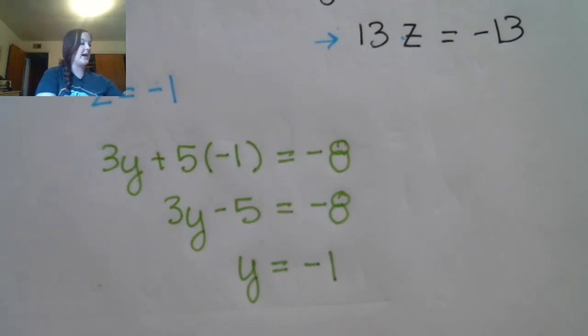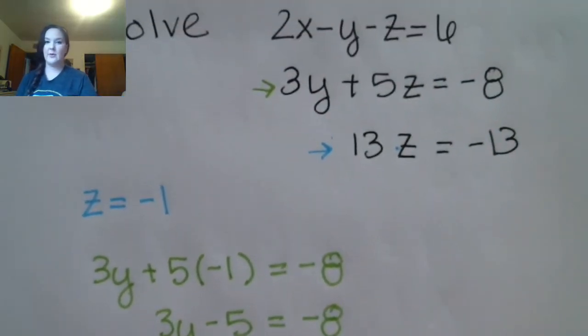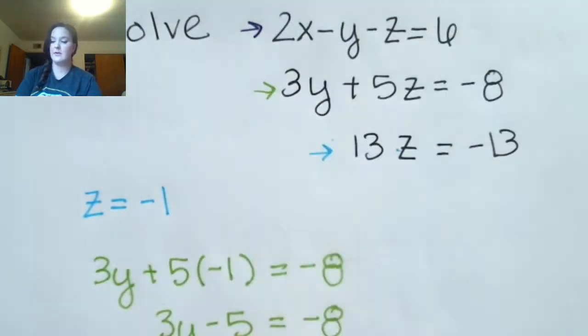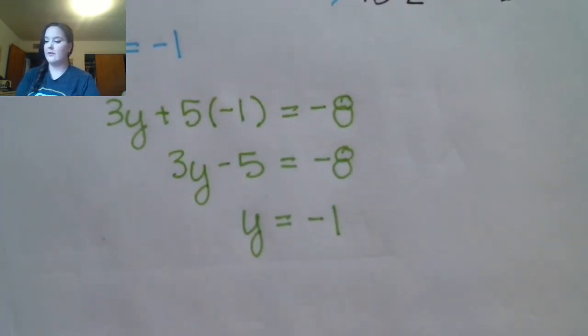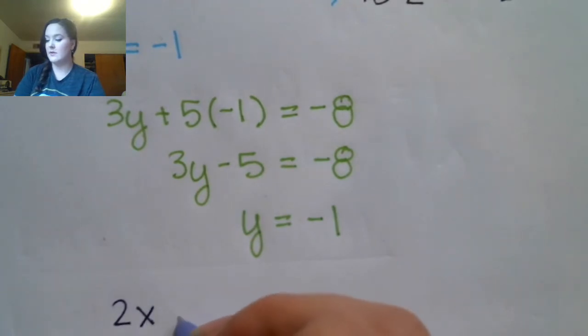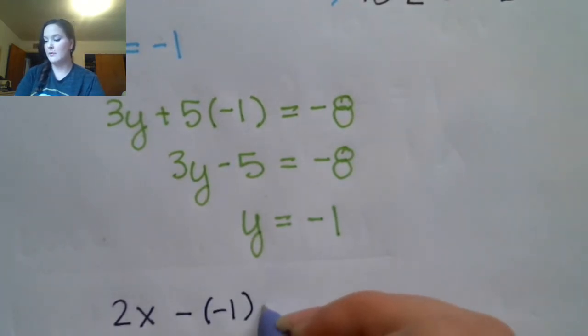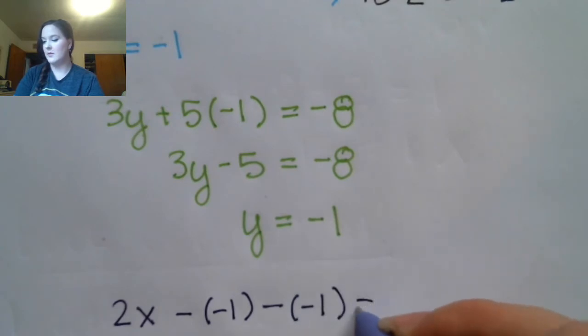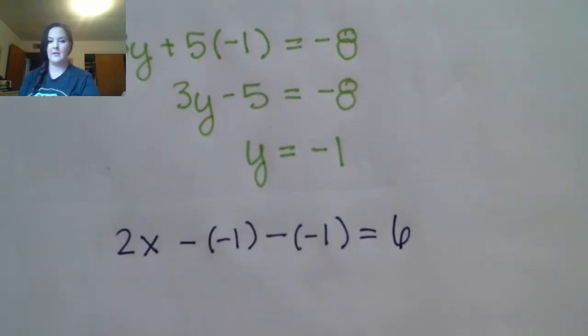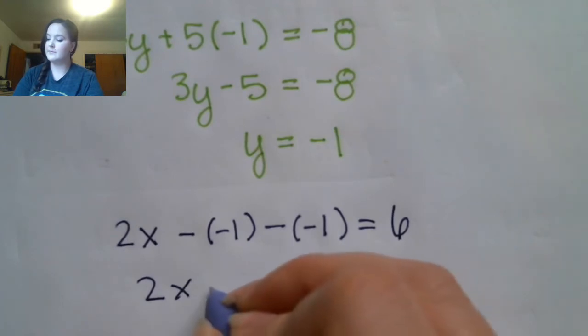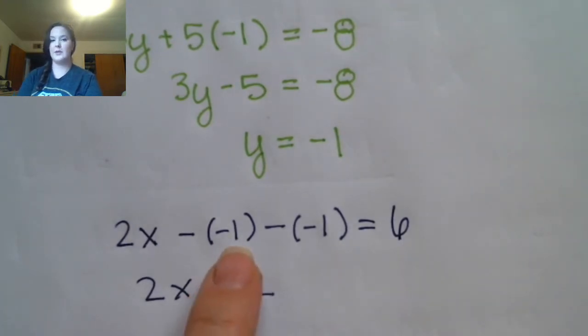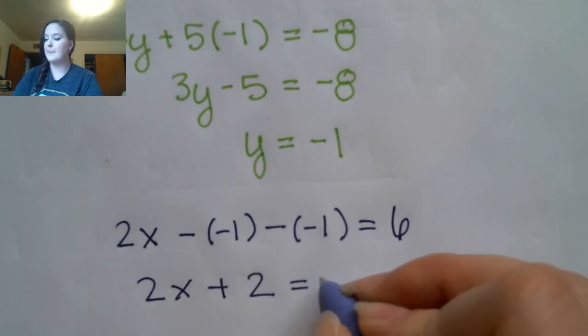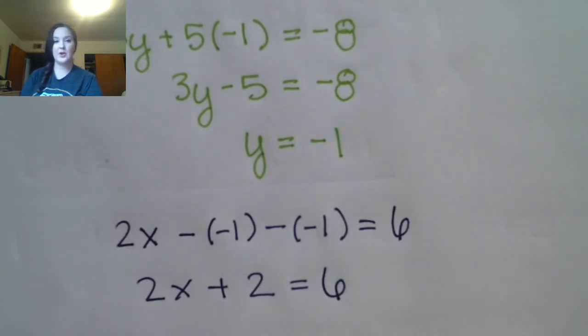Then the last thing I'm going to do is substitute both of those values into my third equation, this one here. So I'll have 2x minus y minus z equals 6. This will be +1 and +1. So I'm going to subtract 6 from both sides and then divide both sides by 2.